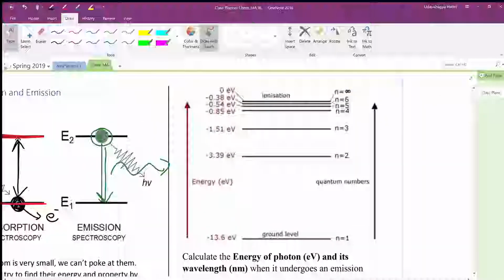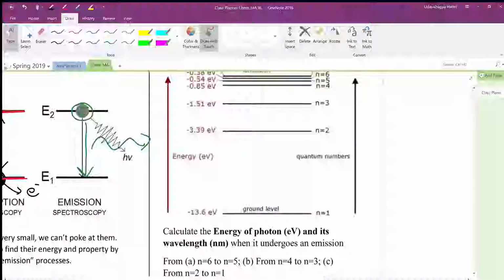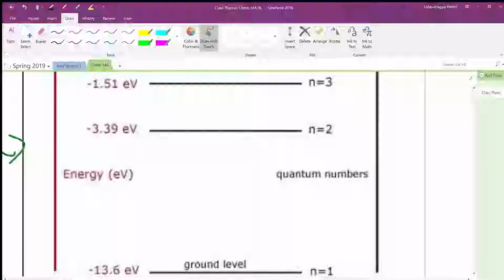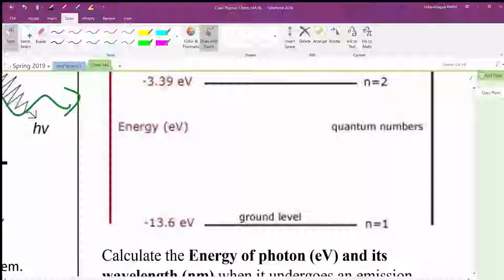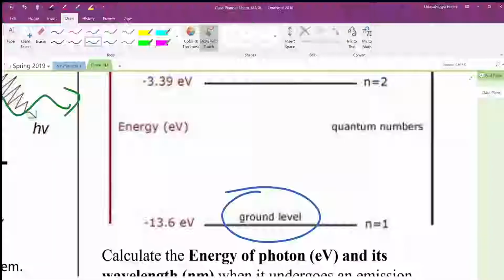So for all atoms, there's a thing called the ground energy level. It simply means it's the lowest possible energy state of that particular atom.